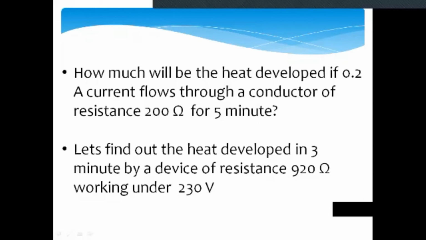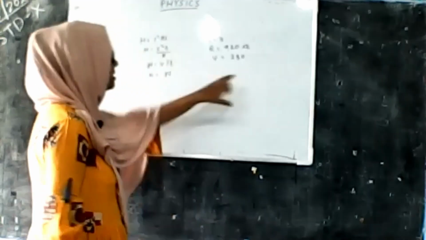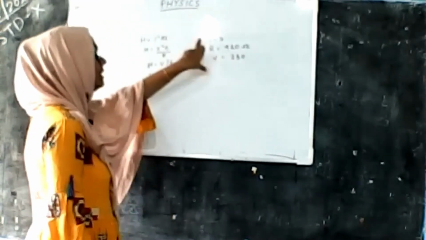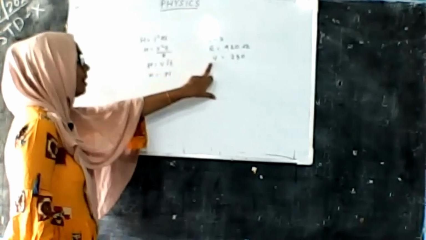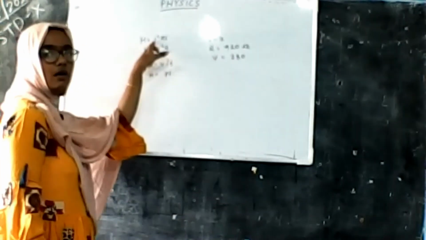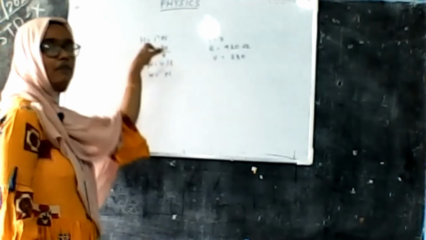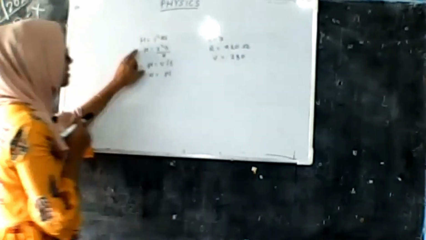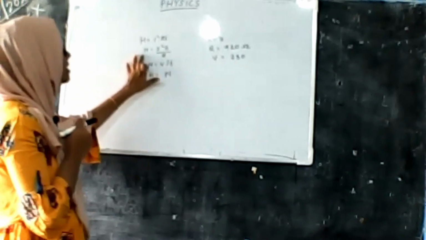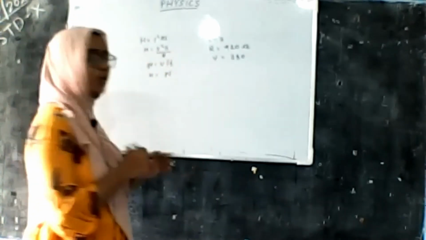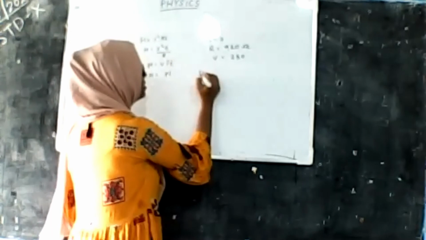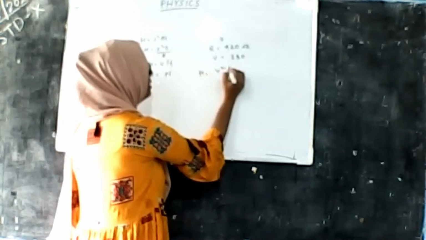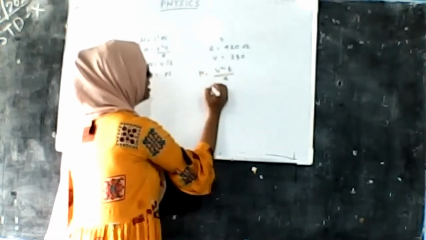Okay, and we have the equation in this problem. We have T, R and V. Here we have no current and no given time. So using another equation, that is H is equal to V square T by R. H is equal to V square T by R is the equation.